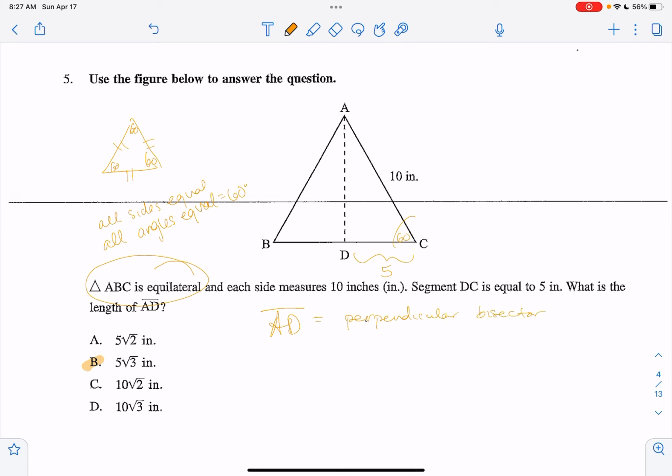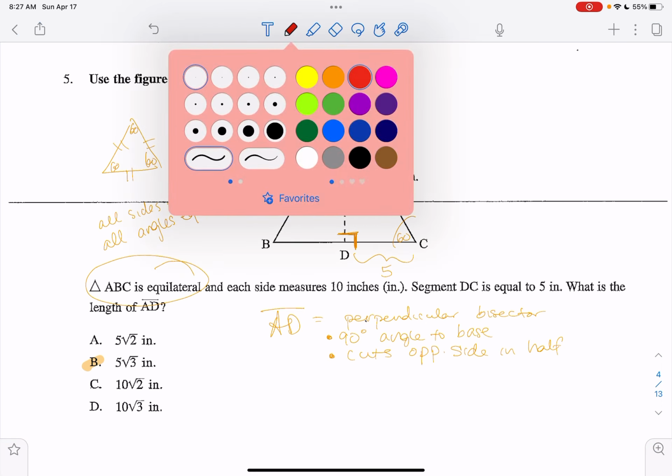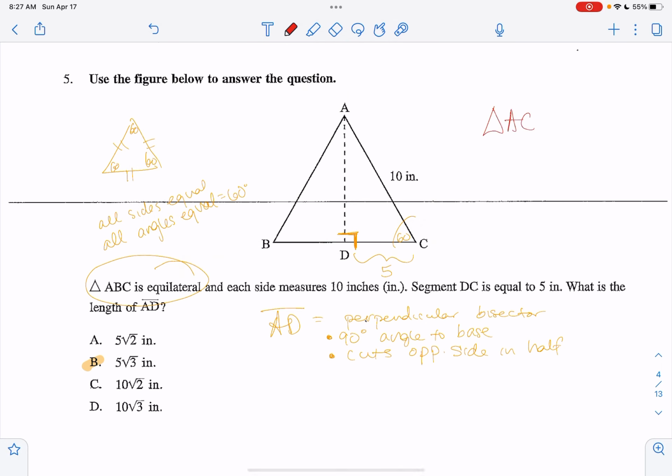A perpendicular bisector is perpendicular to the base, and it cuts the opposite side in half because it bisects it. Since it's also perpendicular, it's angled 90 degrees to the base. It's also the altitude in this case. So you made a special right triangle for triangle ACD. Triangle ACD is a 30, 60, 90 special right triangle.